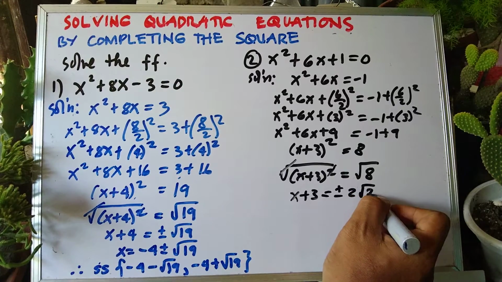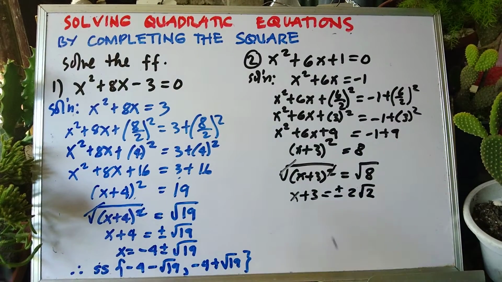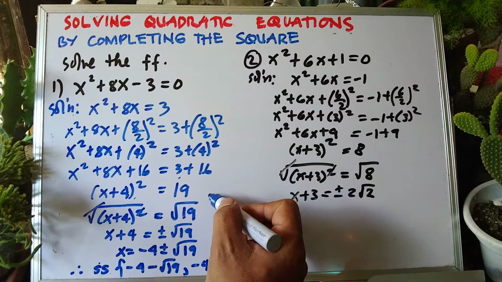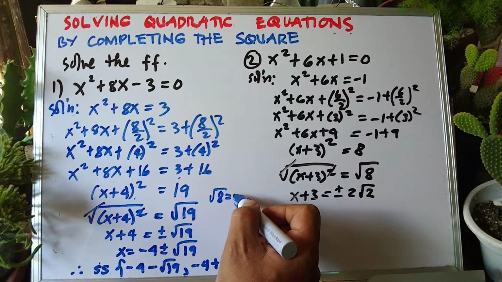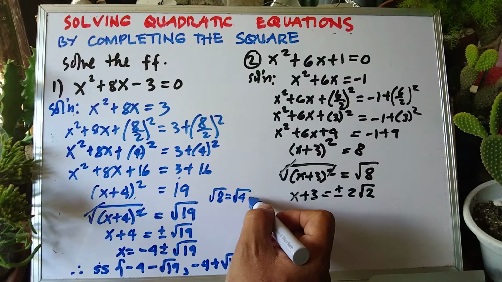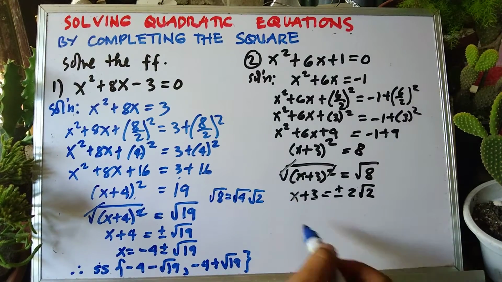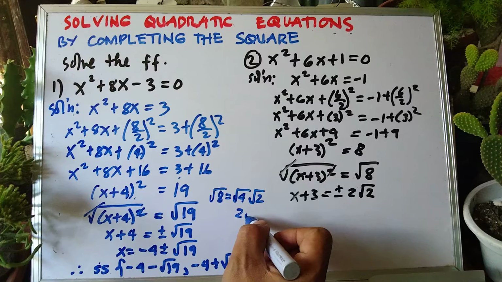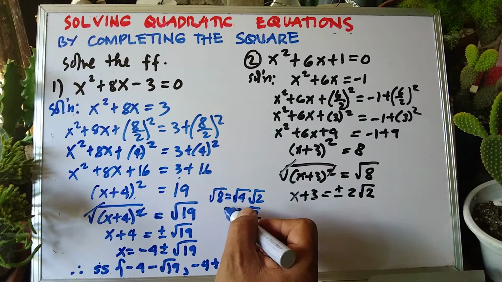That is 2 square root of 2, correct? Because if you have your calculator, if you can still recall from calculator class, the square root of 8 is equal to the square root of 4 times the square root of 2, correct? You can get the square root of 4, which is 2, so that is 2 square root of 2.